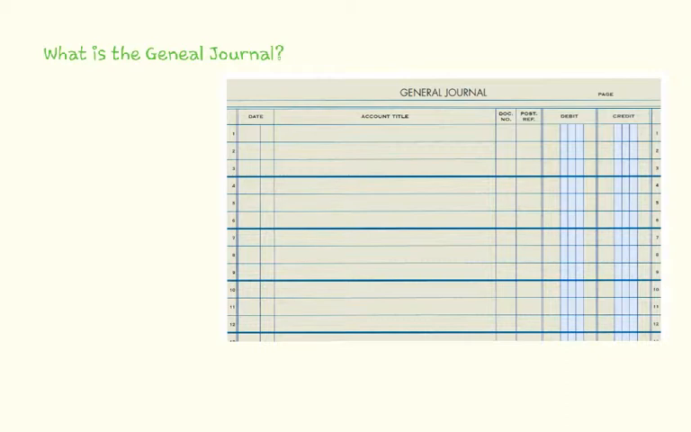What is a general journal? Well, a general journal looks like this. It's a form that accountants use to record transactions in chronological order. Now, chronological is a Greek term, and it means in order of time. So the accountants use it to put everything in date order.